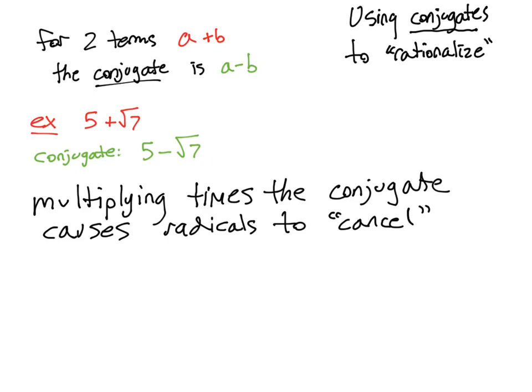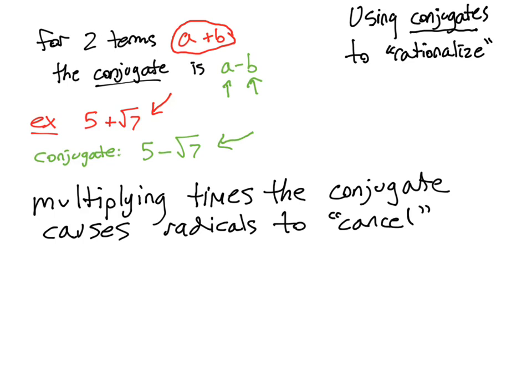So what the conjugate means is if we have two terms added together, like a plus b, the conjugate is what we get if we keep the first term the same, but switch the sign of the second term. For example, if our two terms are 5 plus the square root of 7, the conjugate of those two terms are 5 minus the square root of 7.